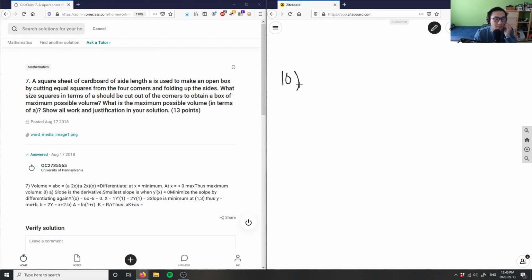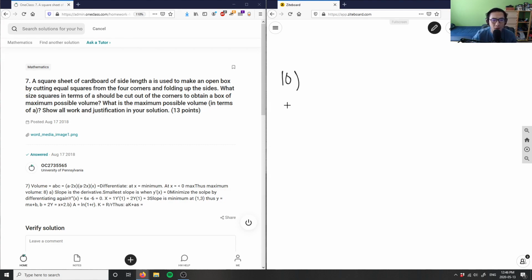It says a square sheet of cardboard of side length A is used to make an open box by cutting equal squares from the four corners and folding up the sides. What size squares in terms of A should be cut out of the corners to obtain a box of maximum possible volume? What is the maximum possible volume in terms of A? Show all work and justification in your solution here.